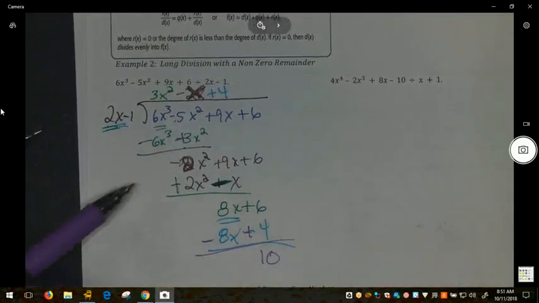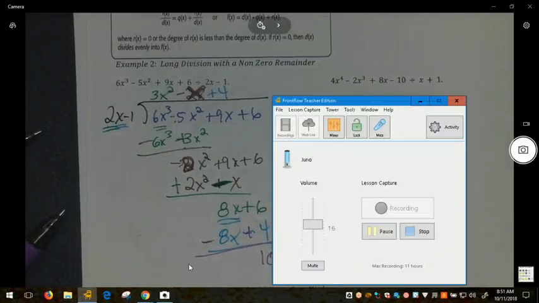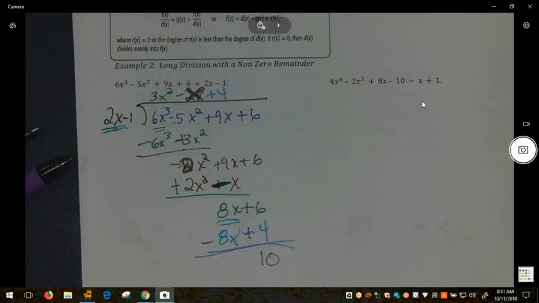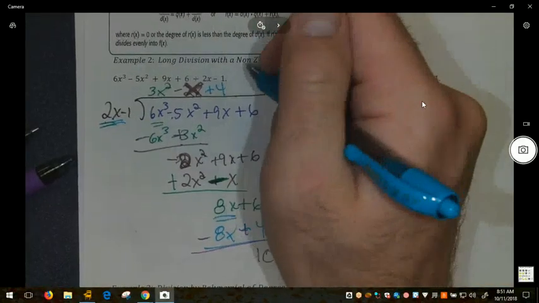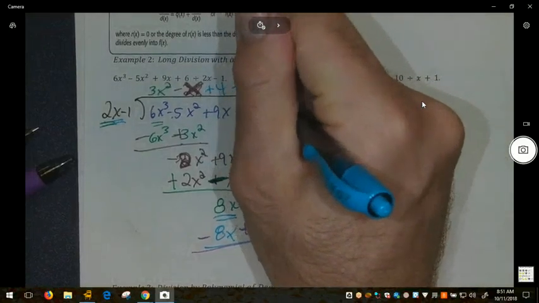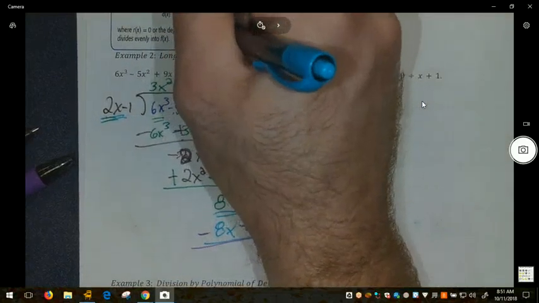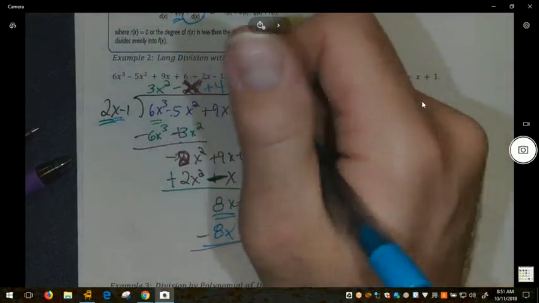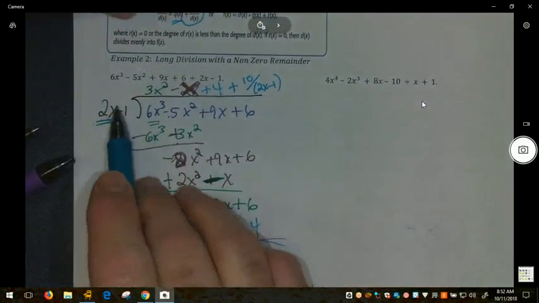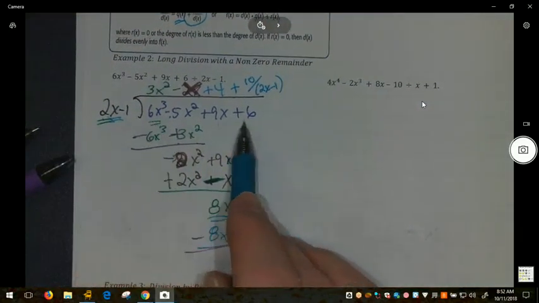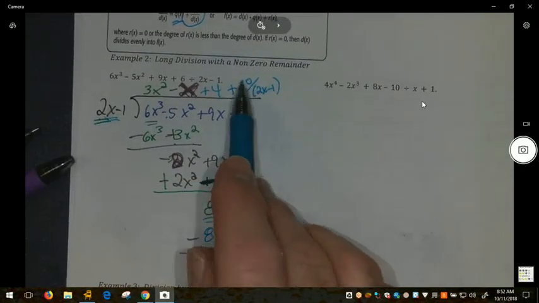So let me just double check to make sure everything's right here, that I didn't make any mistakes. We did this correctly. It says to have a non-zero remainder, and 10 is a non-zero remainder. So we have plus 10 over the divisor. That's what this is saying and what that's saying on the front page. Your quotient plus the remainder over the divisor, 10 over 2x minus 1. So 2x minus 1 is not a factor of this polynomial function. It does not go into it evenly. There is a remainder.